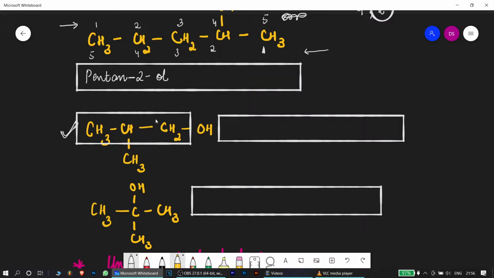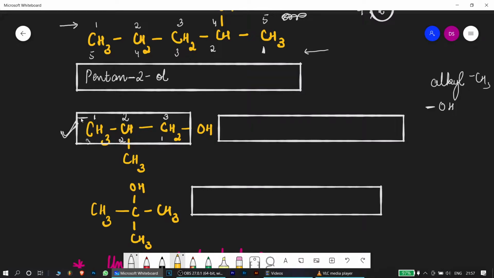Do not make that mistake. So how are we going to number it? So here you can see we have 2 things, right? We have one alkyl group, which is CH3, right? And we have the OH group. Correct? We have 2 of these. So what we are going to do is we can number it from this side 1, 2, 3, right? Or we can number it from this side 1, 2, 3.